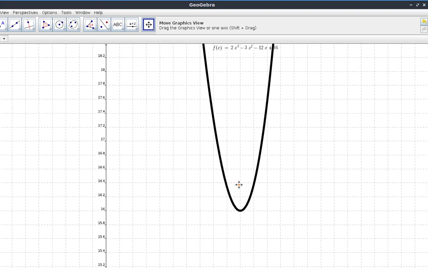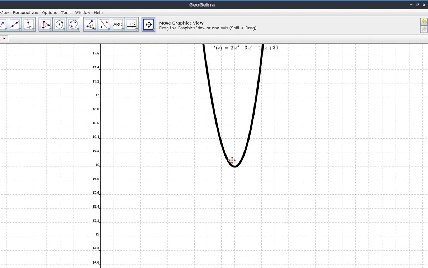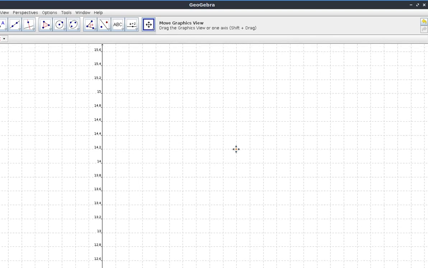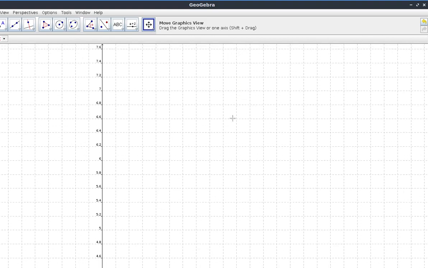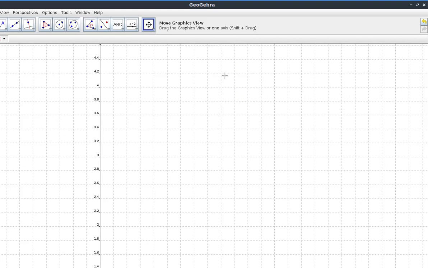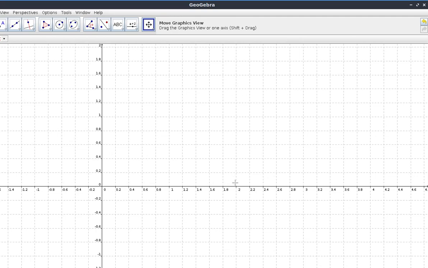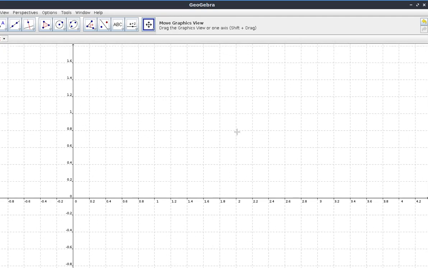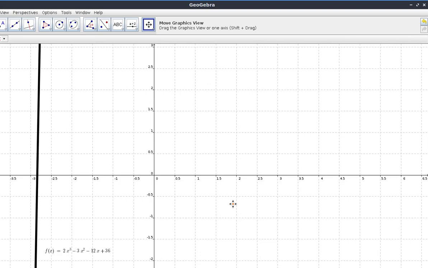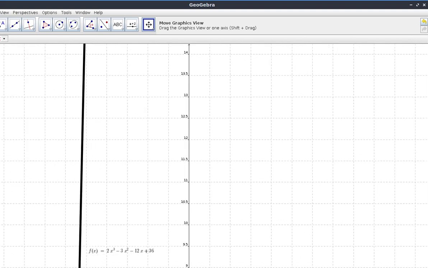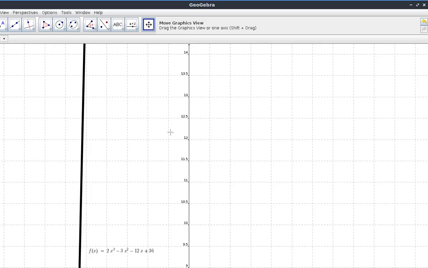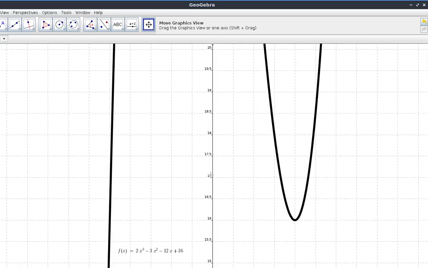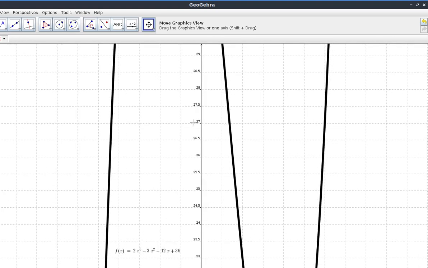So let's find out where 216 is the minimum point. Scroll and scroll and scroll. Alright, go to 16. This line should be lined up with 2. 216, this should be at 2. Right, here's the 2. Let's line up with the 2. Okay, good. And the point of inflection is at half, 29 and a half. Let's see.